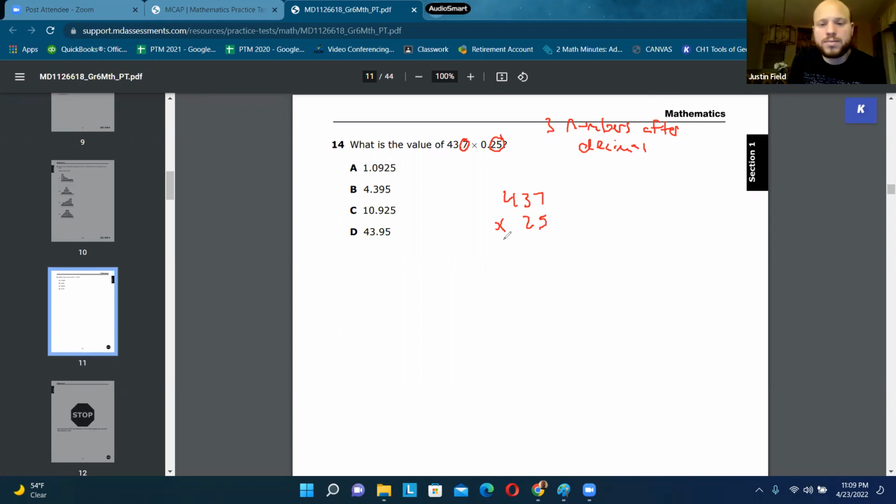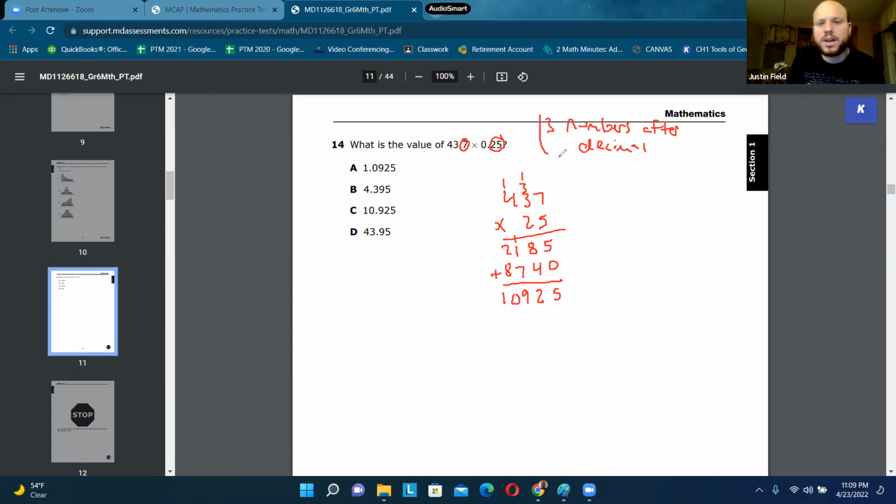times 25. So 5 times 7 is 35. 5 times 3 is 15, plus 3 is 18. 5 times 4 is 20, plus 1 is 21. Put a 0 here. Do not forget that 0. 2 times 7 is 14. 4. 2 times 3 is 6, plus 1 is 7. 2 times 4 is 8. And we add those together. That's 5, 12, that's 9, and that's 10.